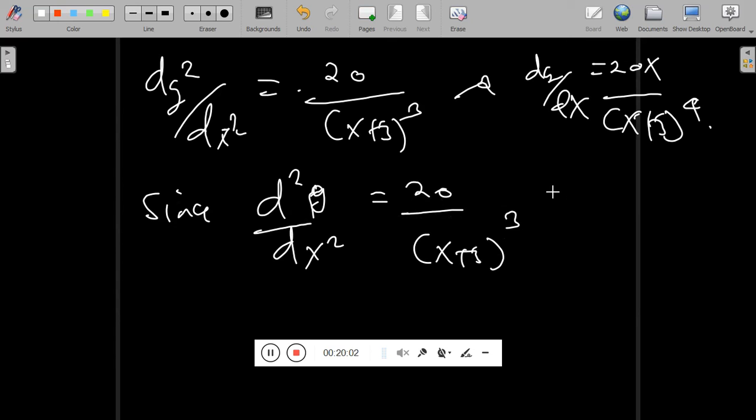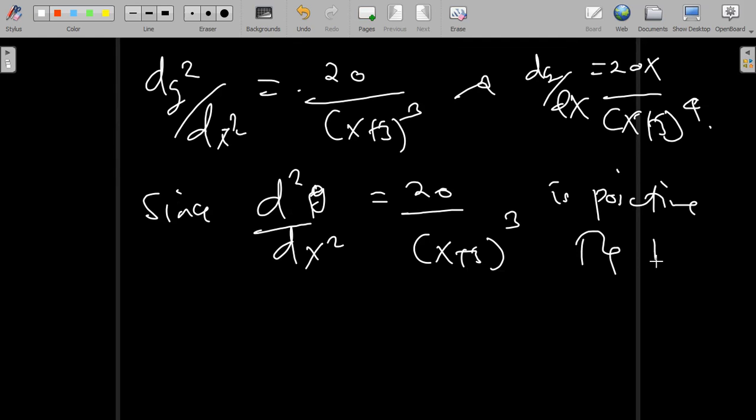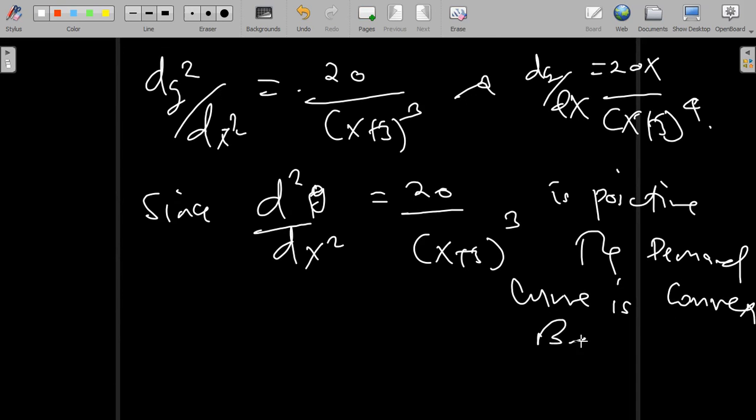So since this answer is positive, the demand curve is convex from below. So that is actually how we check for convex and concave functions.